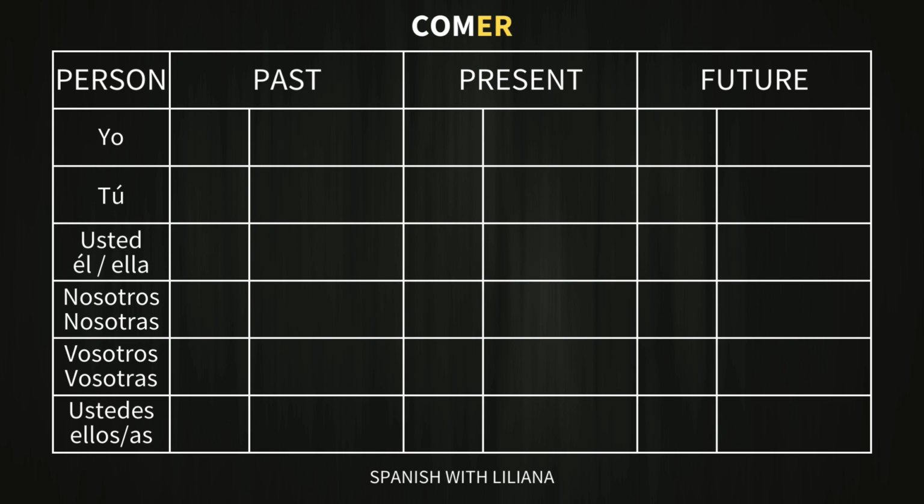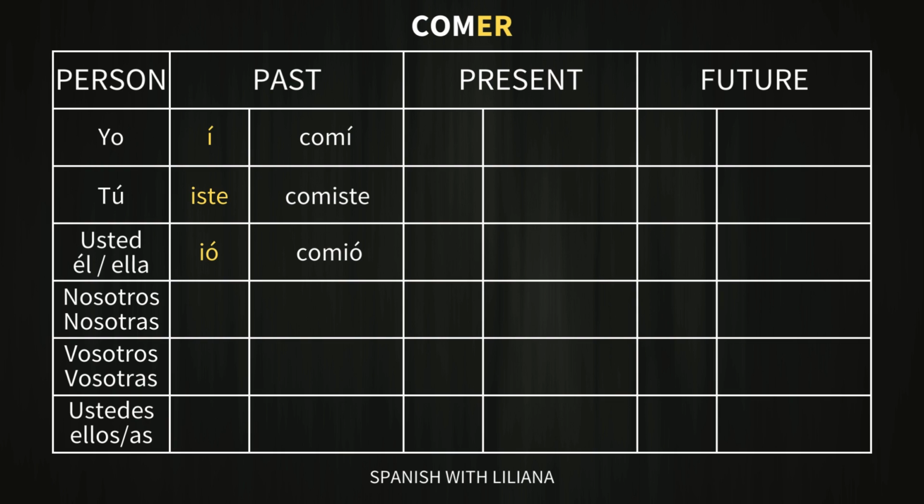Let's take a look at a regular ER verb, comer. For yo in the past tense, we'll replace ER with the I and the accent. So it becomes comí. Tú will replace ER with iste. Comiste. For usted, él, ella will use I and O with the accent. So it becomes comió.